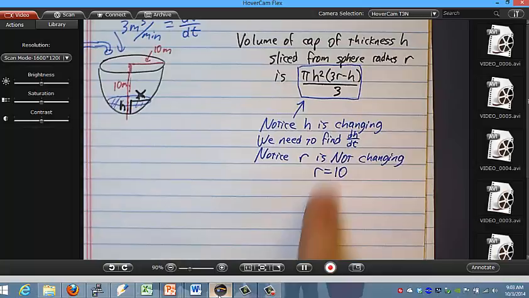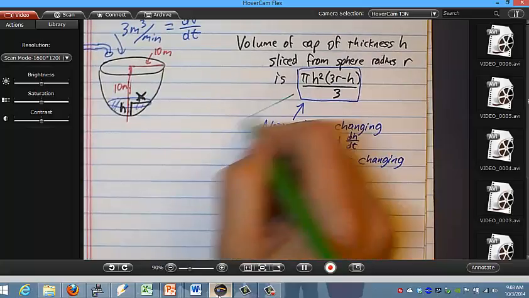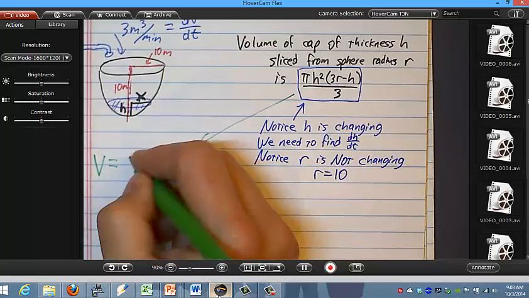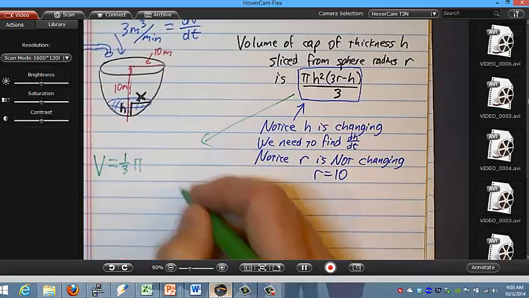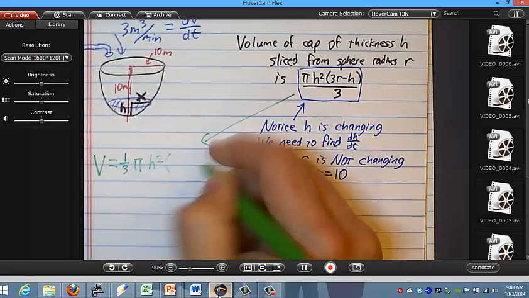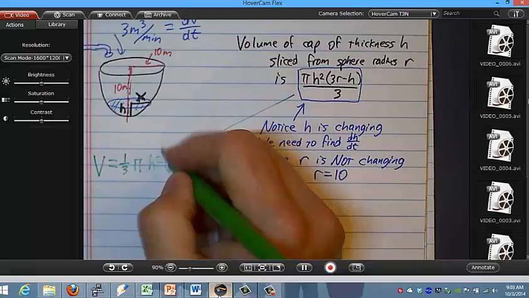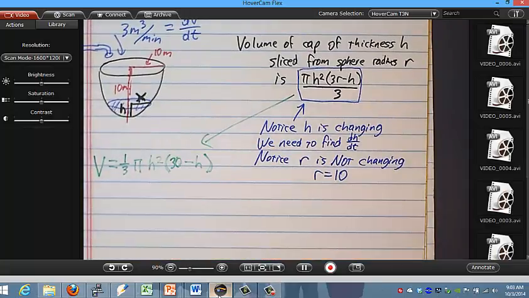So, anyways, I need to find dH/dt. But my formula, coming from this box then, would be the following. Volume equals, how about I say, 1/3 pi h squared, and then what do I put in parentheses? Well, it's not 3r minus h anymore, because I know what r is. R is 10. So I can write 30 minus h. Does that make sense?